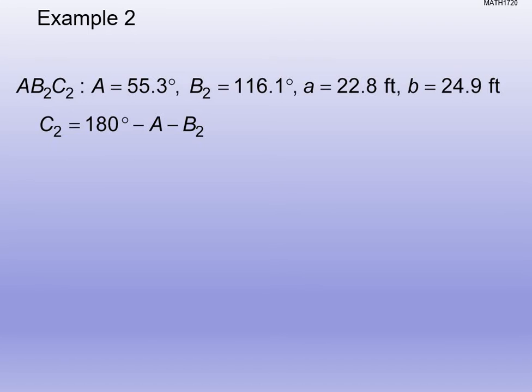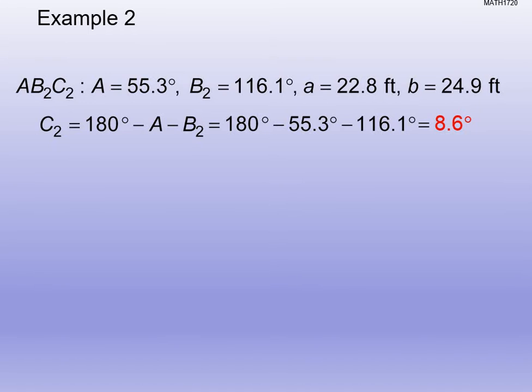All right, so we got to find our third angle. We got to find the last angle, so it's 180 minus 55 minus 116, all right, that we all calculated, and that ended up being 8.6, okay? So our big C for this triangle is going to be 8.6.